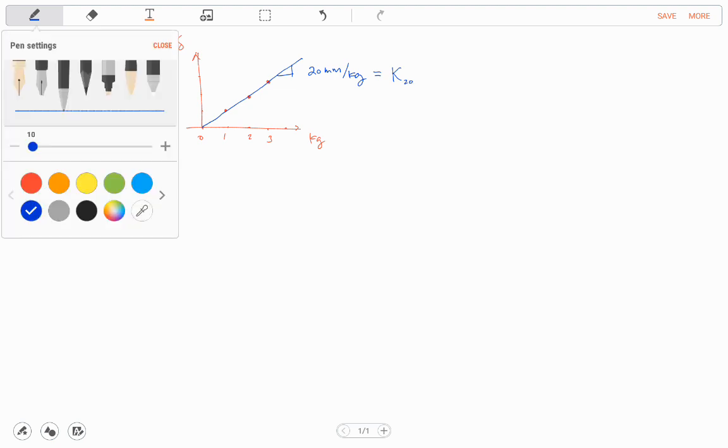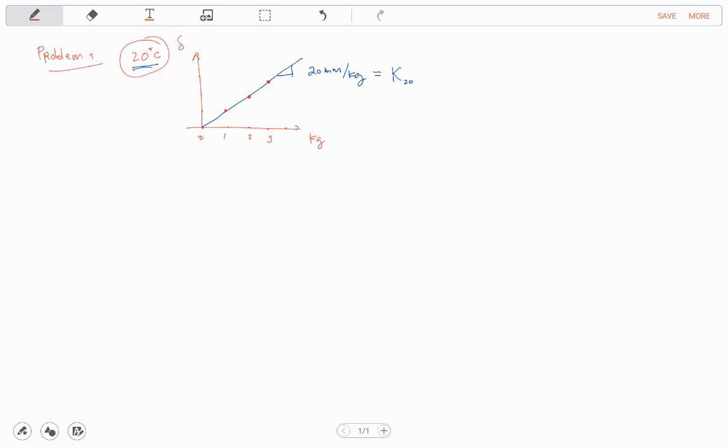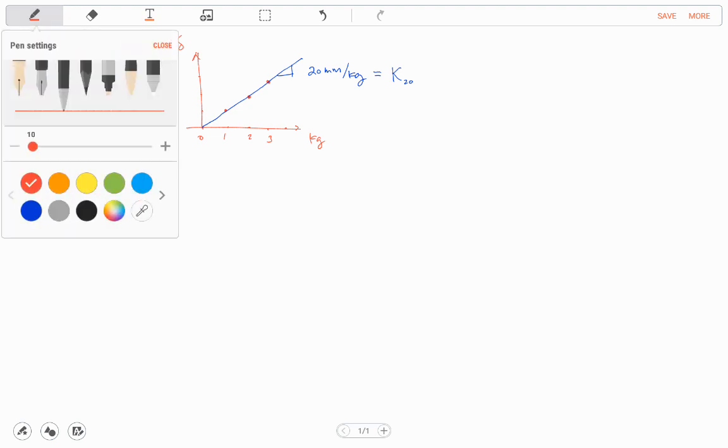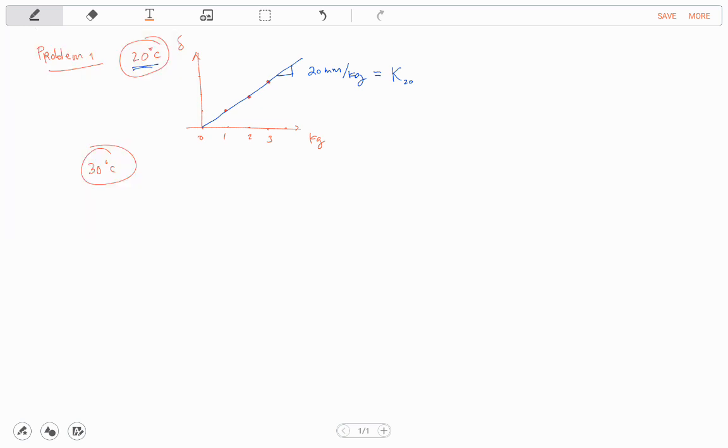Okay, now the second case, when the spring is calibrated at 30 centigrade, then the data is slightly different. I will plot it on the same graph to make it nicer. When the load is 0, so I plot it in black. Black is the one at 30°.